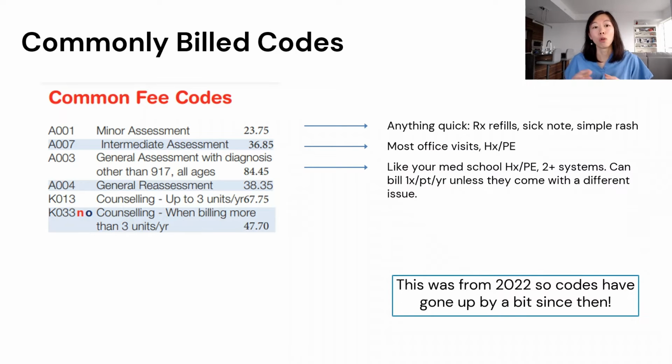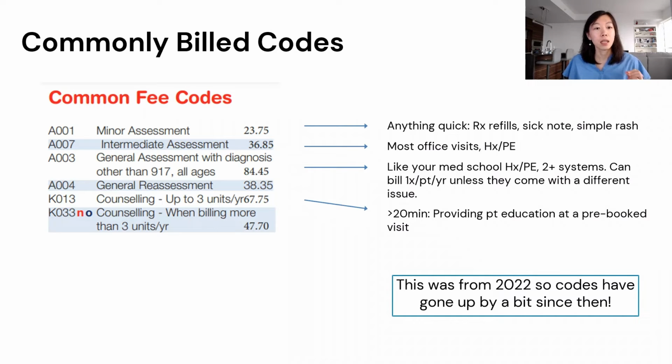A003 is a bit more detailed. It's kind of like if you're doing your medical school history and physical, you're examining 2 systems. You can bill this one time per patient per year unless they come in with a different issue. So for example, if a patient comes in with chest pain, you might examine 2 systems. You might examine cardiac system, respiratory system, maybe even GI system as well. And you're doing a very comprehensive assessment. So you can bill A003 for that.